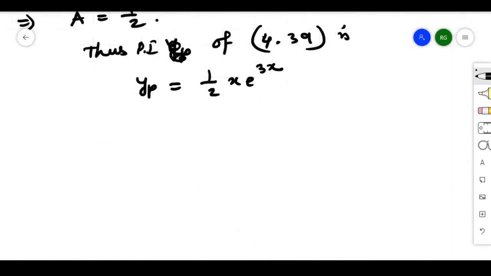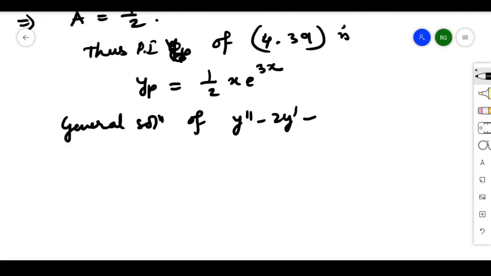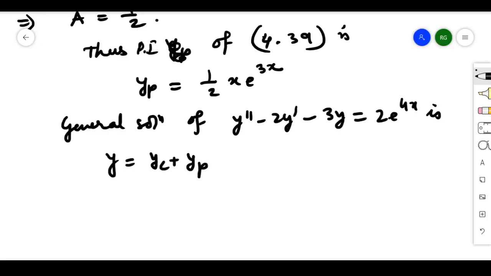So if I want to write, therefore, the general solution of y double prime minus 2y prime minus 3y is equal to 2e to the power 4x is y equal to yc plus yp. But yc was c1 e to the power 3x plus c2 e to the power minus x, because we already obtained e to the power 3x and e to the power minus x are the two solutions of the homogeneous equation. So the complementary function is c1 e to the power 3x plus c2 e to the power minus x, and the particular integral in this case was 2 by 5 e to the power 4x.